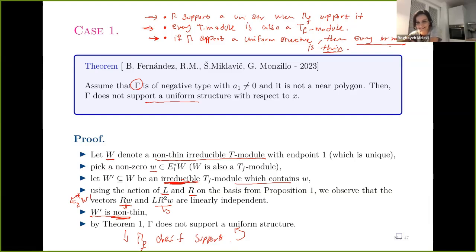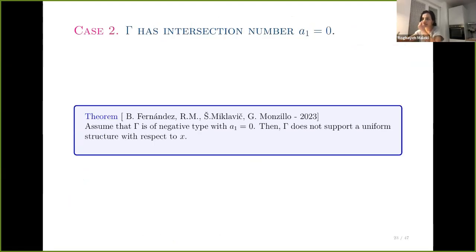I hope it was clear. All right, so I move to the next result, for the case when our intersection number a1 is equal to 0. Here again, we show that the graph Gamma does not support a uniform structure with respect to X. The idea is very similar to the previous case.